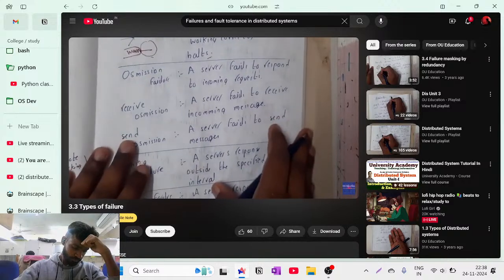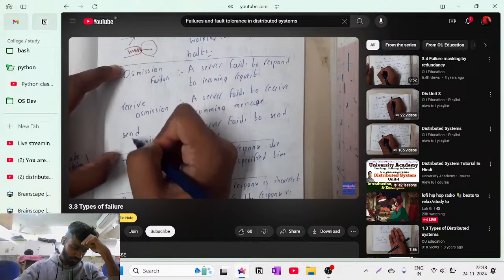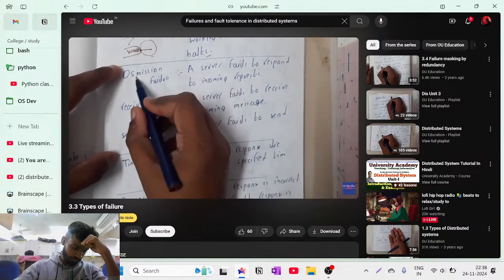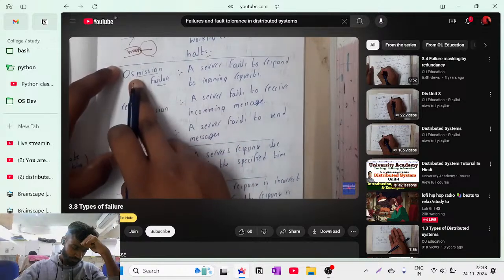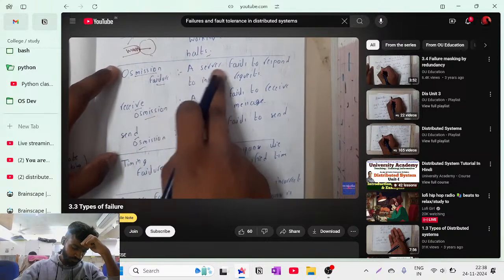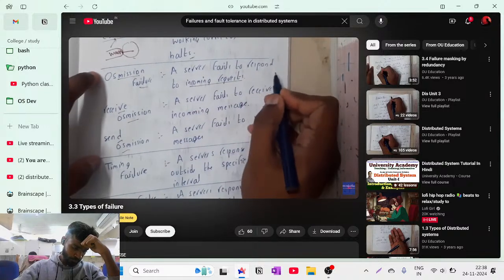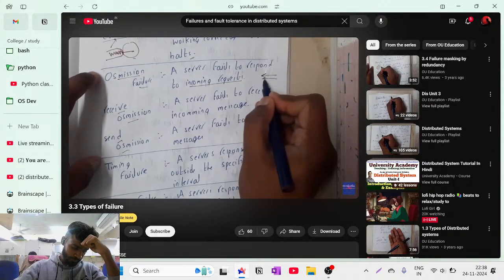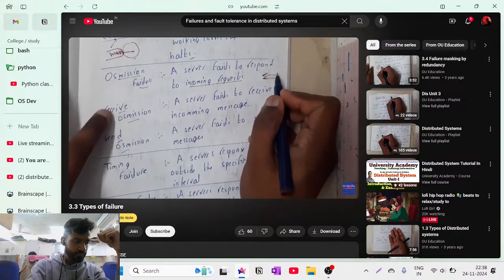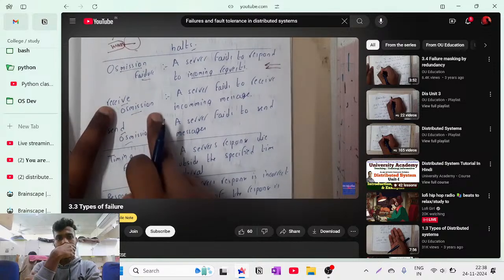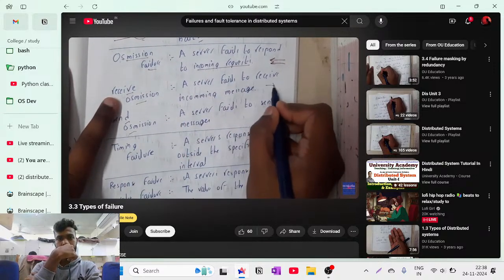Similarly, omission failure. Please remember these words, because there are three with omission: omission failure, receive omission, and send omission failure. Omission failure is when a server fails to respond to incoming requests. Receive omission failure is when a server fails to receive the incoming messages.